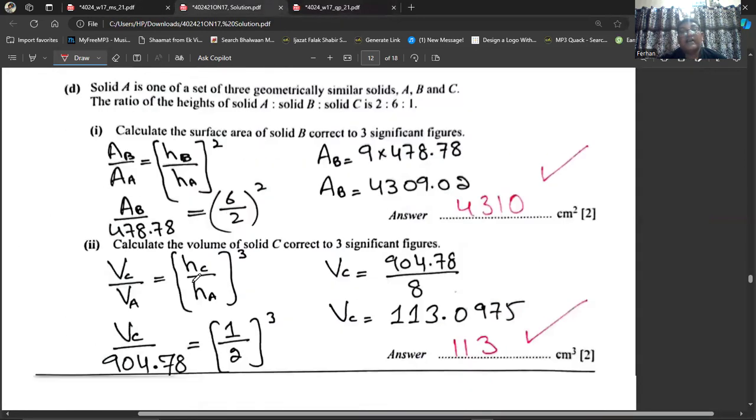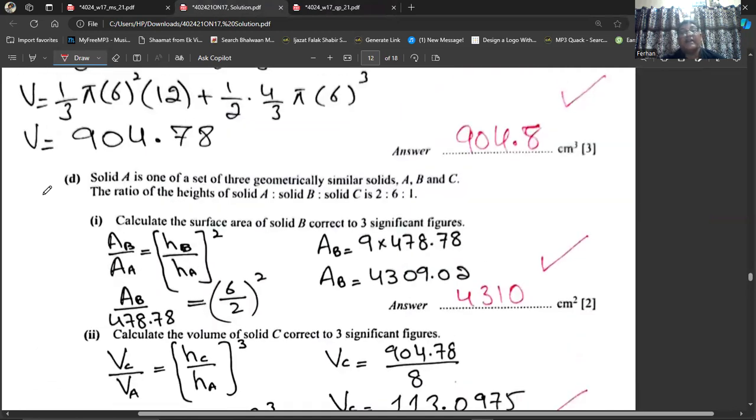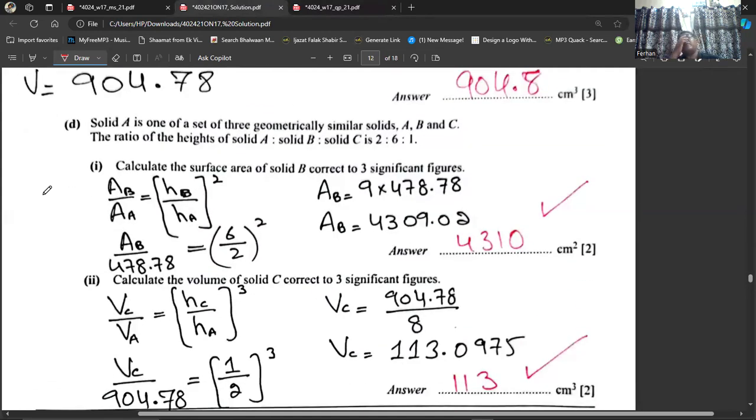So the area of B divided by the area of A is equal to the height of B by the height of A, whole square. So the area of B will be equal to 478.78 times the height of B, which is 6, and the height of A is 2. So it's 6 by 2 whole square. So it will be 9 multiplied by 478.78, and that will be 4309.02, which is approximately 4310.